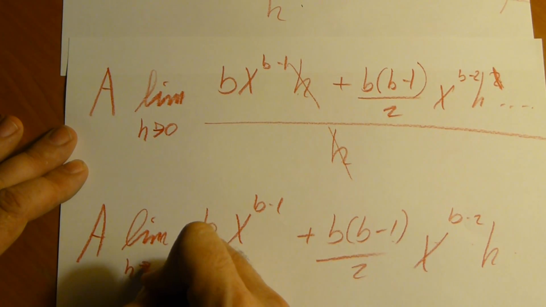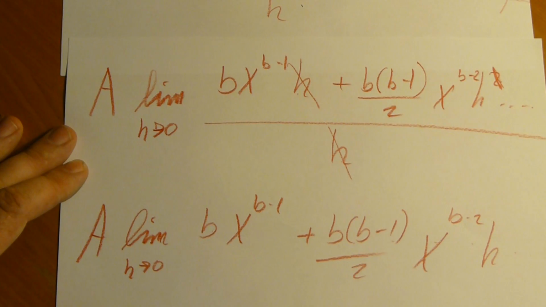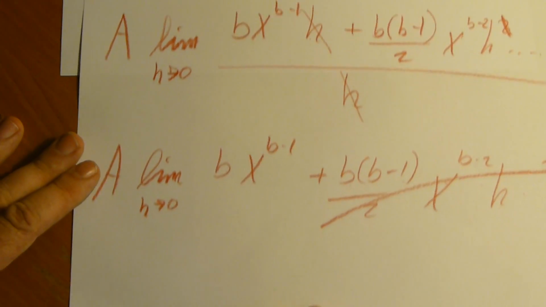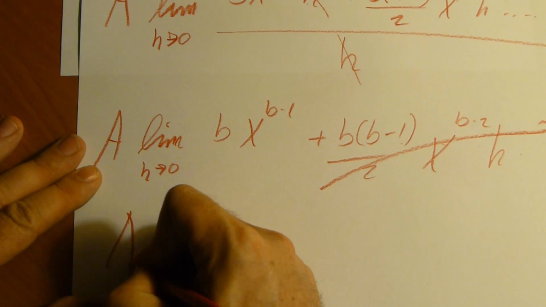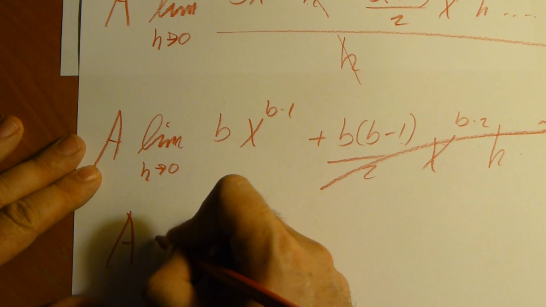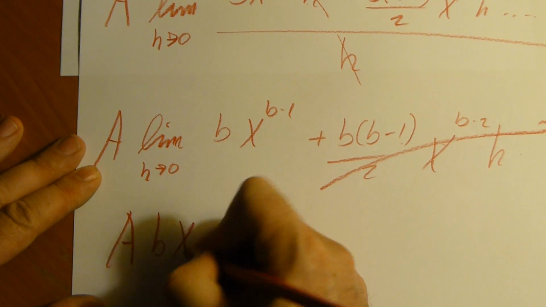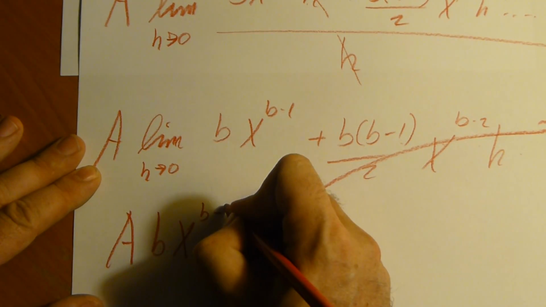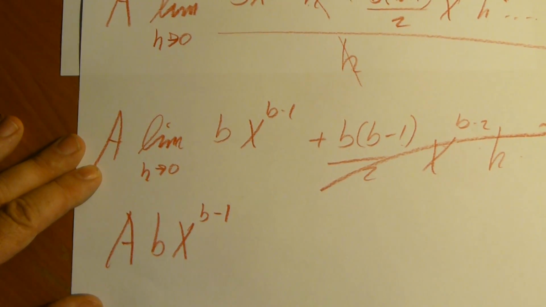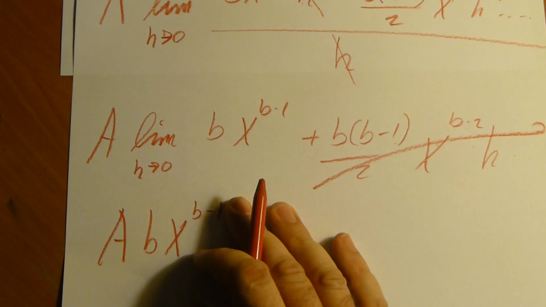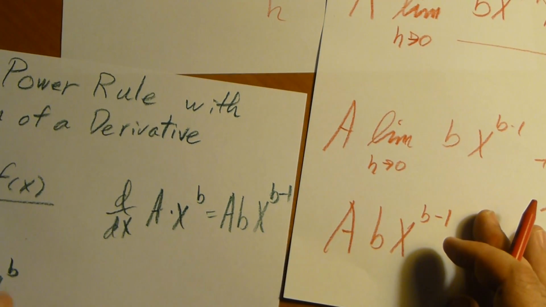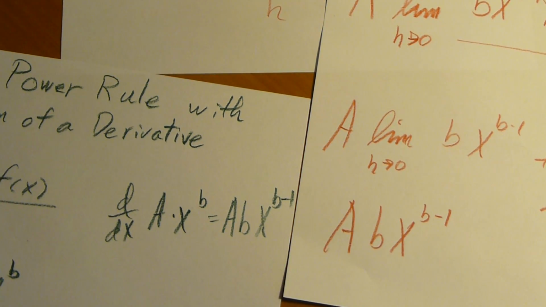If h is going to 0, hasta la vista, which means we're left with a times b times x to the b minus 1, which is exactly what we said we should come up with. Thus we have proven the power rule. Thank you.